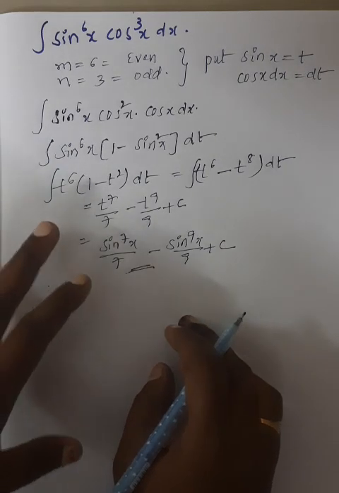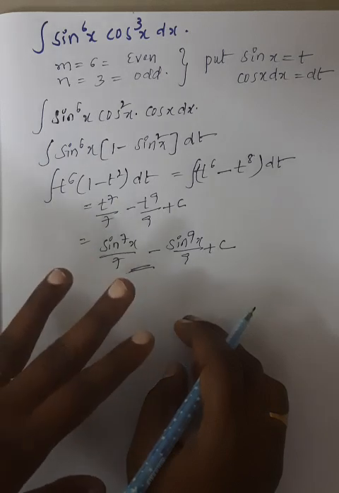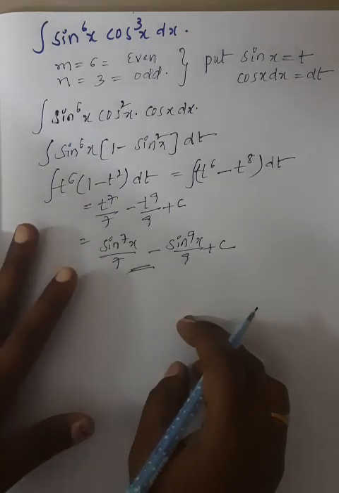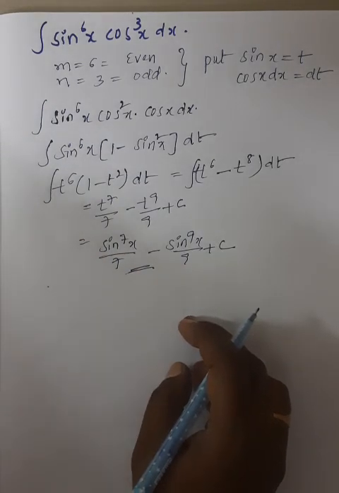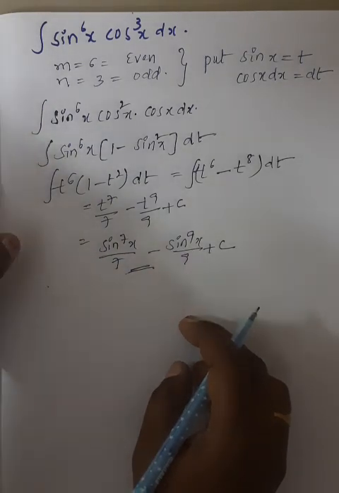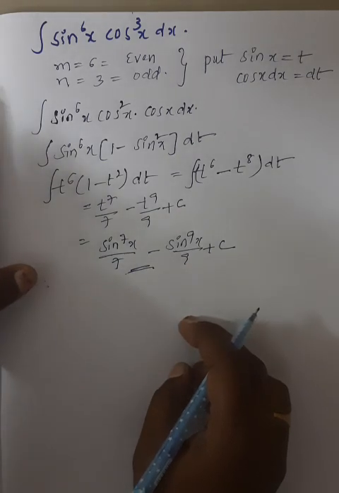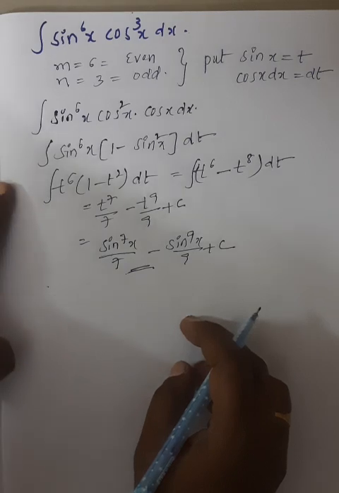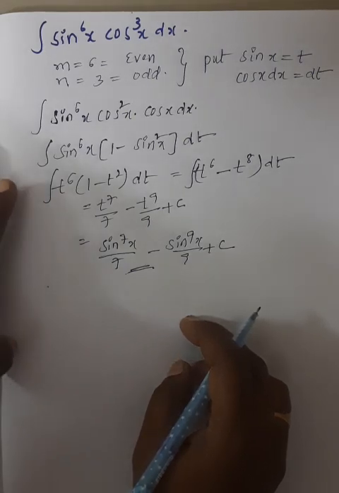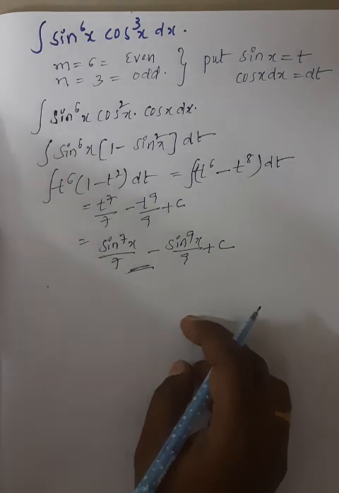So here we have discussed two cases: where m is even, n is odd, and where m is odd, n is even. In the next class, we will discuss if both the numbers are odd numbers, then what will happen? If both the numbers are even numbers, what is the solution for the given question? So today you have to do your homework based on the concepts discussed in today's class.